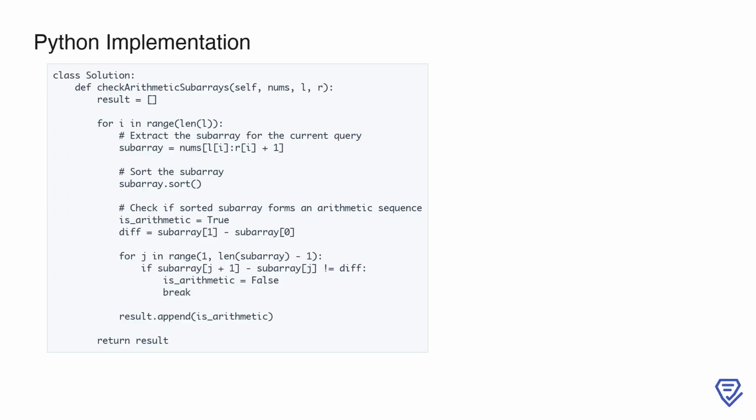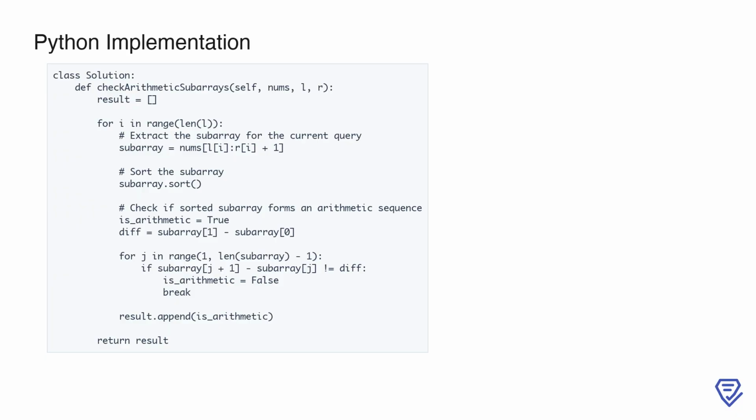The common difference of the potential arithmetic sequence is calculated as subarray[1] - subarray[0]. A nested loop iterates through the sorted subarray to verify if the difference between consecutive elements remains constant. If any difference deviates, is_arithmetic is set to false, and the loop breaks early. 6. Appending results. After processing the subarray, the result, true or false, is appended to the result list.